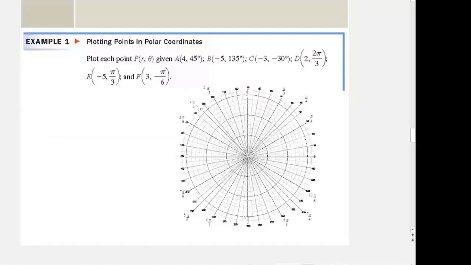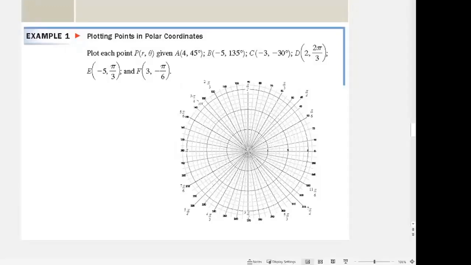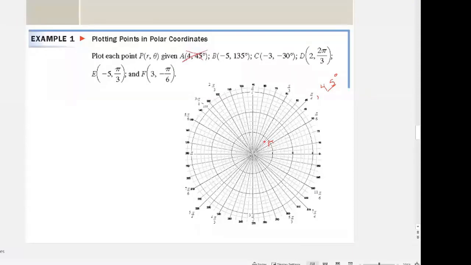It says plot each point. So 45 degrees is the same as π/4. The really dark circles, I believe, are 5s. And inside there's lighter circles. If I were to plot point A, I'm going to go to my 45 degrees, and so that would be point A. I'll do all the positive ones first, and then I'll do the negative ones.